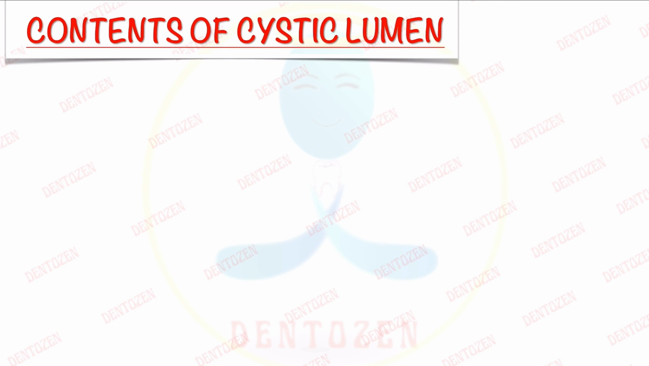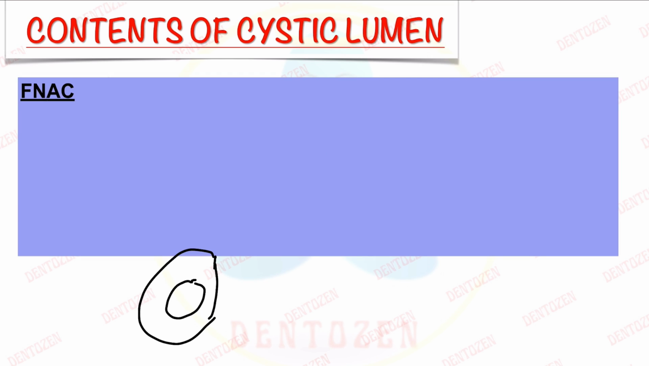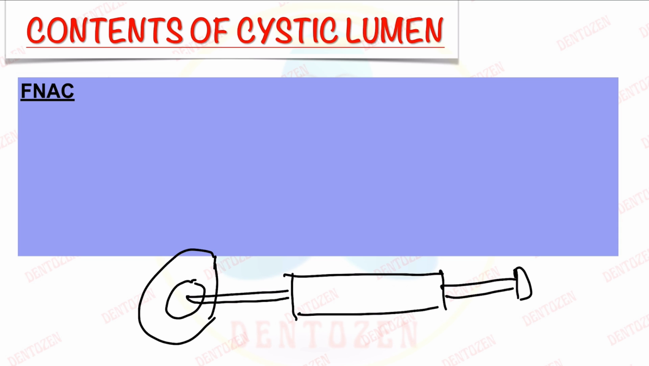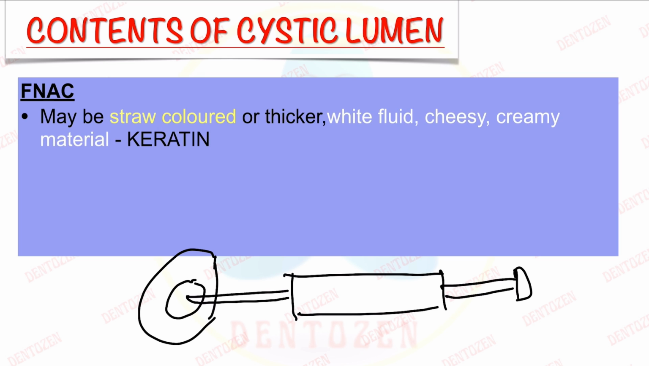Now coming to the contents of the cystic lumen. Whenever we suspect that it is a cystic lesion, we do a procedure which is known as FNAC, fine needle aspiration cytology, whereby we put a needle inside the lumen of the cystic cavity and we aspirate its contents. So in OKC, it may be empty, then we will not get anything. But if it has fluid, it may be straw colored fluid, or it may be thicker white cheesy material. And what is that thicker white cheesy material? It is keratin. That can be your viva question.